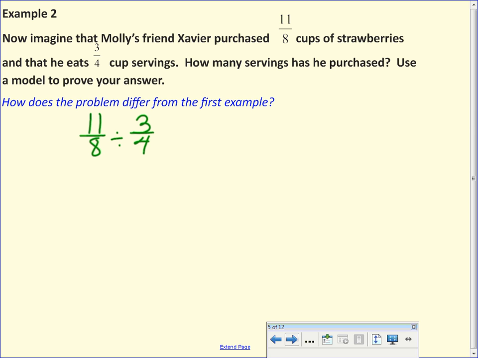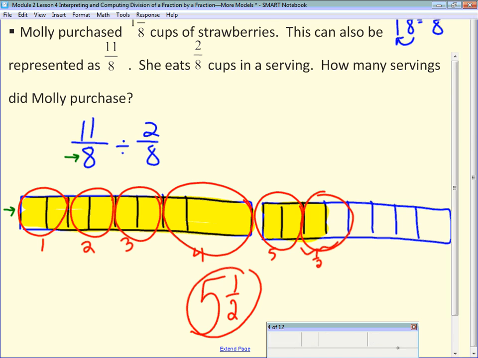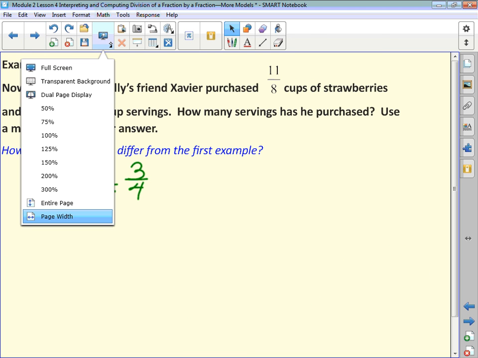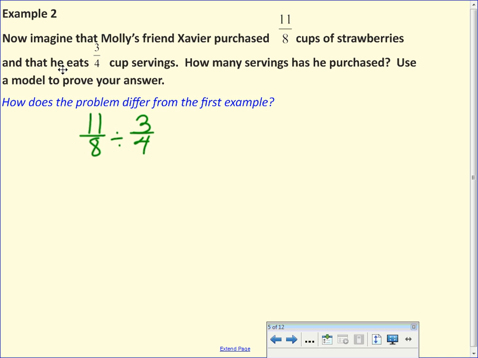So what's different about this problem than the first one with Molly? Yeah, this one does not have common denominators. Let's look here. On this one, we had 8 and 8. We kept talking yesterday about how nicely this works out because we had common denominators. But now Xavier went and messed that all up. I don't have common denominators.